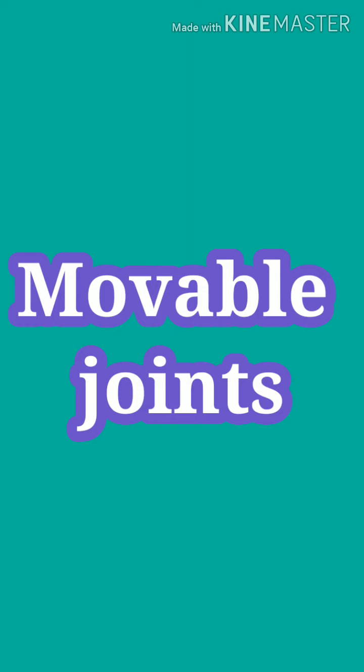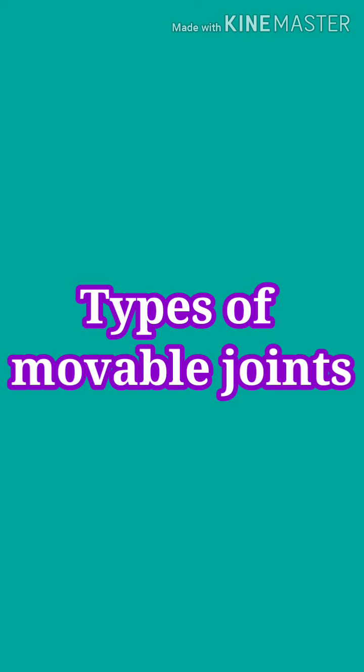Okay, and now the types of joints. The main types of movable joints in our body are: first, ball and socket joints; second, hinge joints; third, pivot joints; and fourth, gliding joints. Now see all the joints one by one.